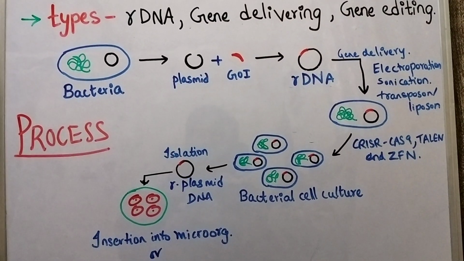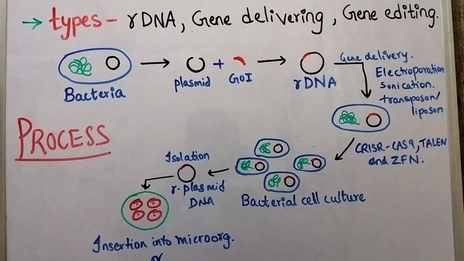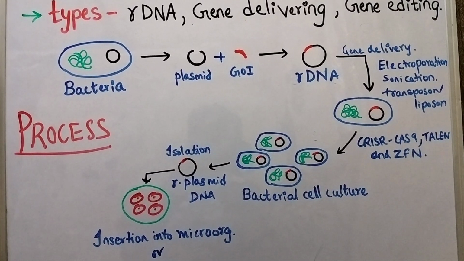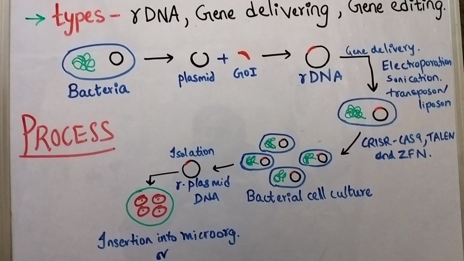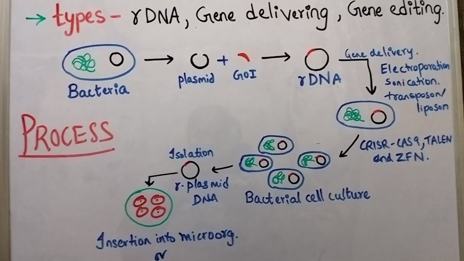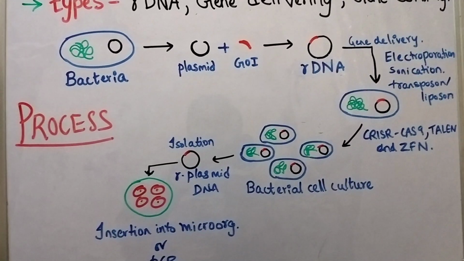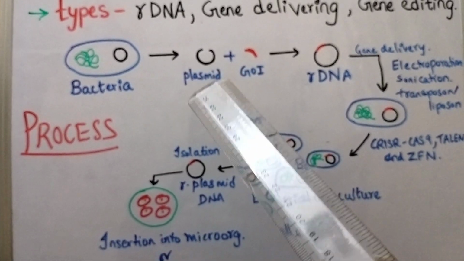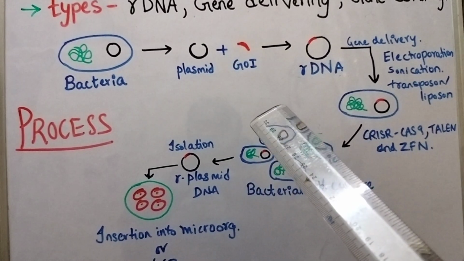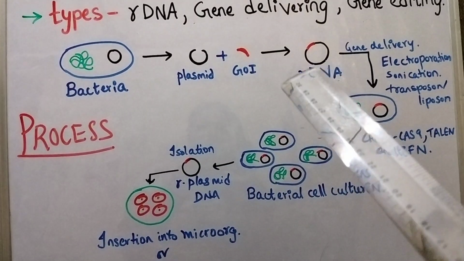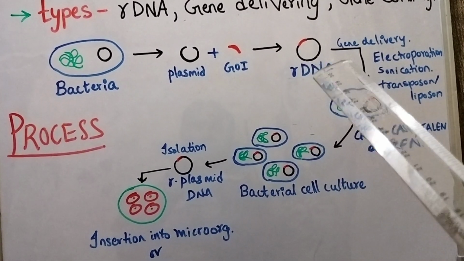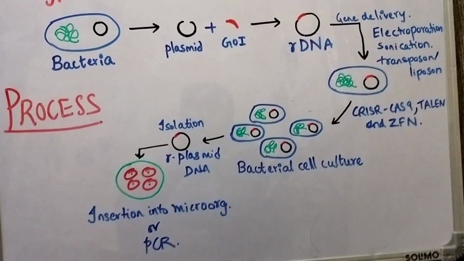The second step would be construction of the plasmid. The plasmid must have ori, that is the origin of replication, a promoter, and an antibiotic resistance gene. It is then inserted using restriction digestion or gene cloning. The plasmid DNA and the gene of interest are cut with the same restriction enzyme so that they are complementary to each other and they can be easily ligated to form rDNA, or the recombinant DNA.